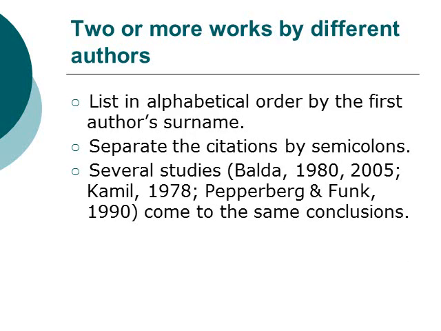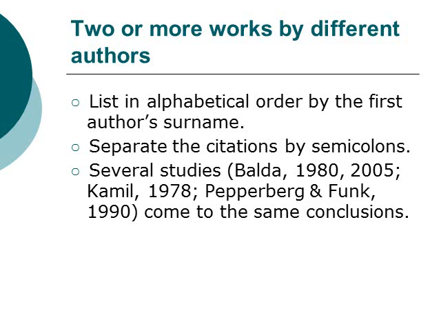If I have two or more works by different authors, then what I do is I list their names in alphabetical order by the first author's surname and separate the citations by semicolons, right? So let's say that I'm trying to make a claim in my paper that several studies come to the same conclusion. And those studies are 2 papers by Balda, a paper by Camille, and a paper by Pepperberg and Funk, right? Because I have multiple papers by Balda, I do the same thing we talked about in the slide before.